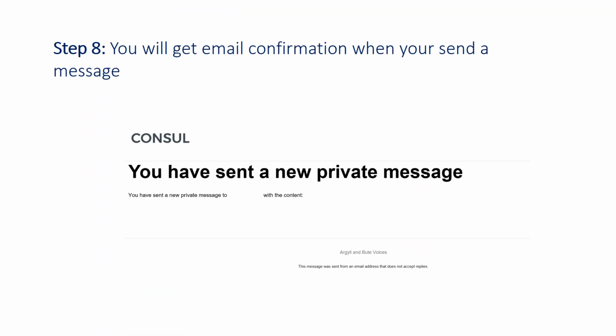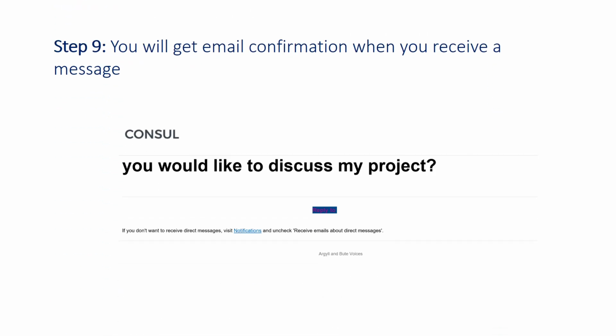After you send a private message to a community group or organisation, you will receive email confirmation of the private message that you have sent. If you are a community group or organisation who has received a private message, you will also get email confirmation. You can click on the blue Reply To button to reply to the person who has sent you a private message.